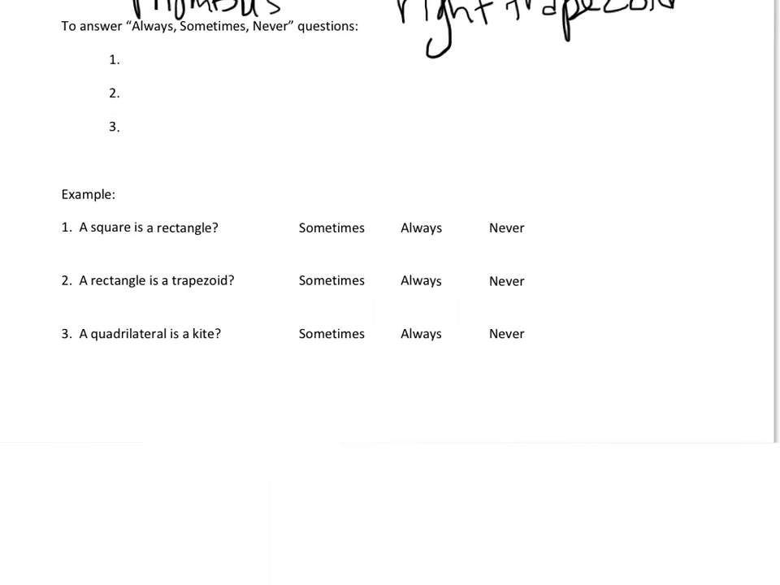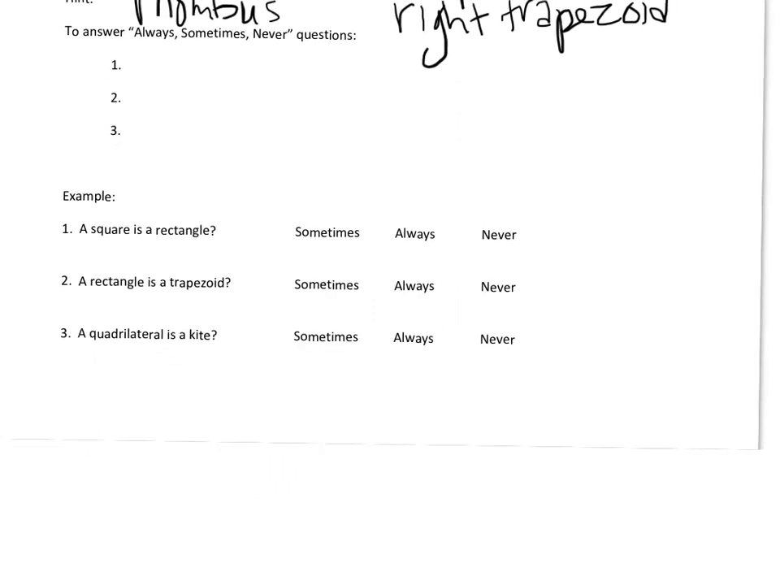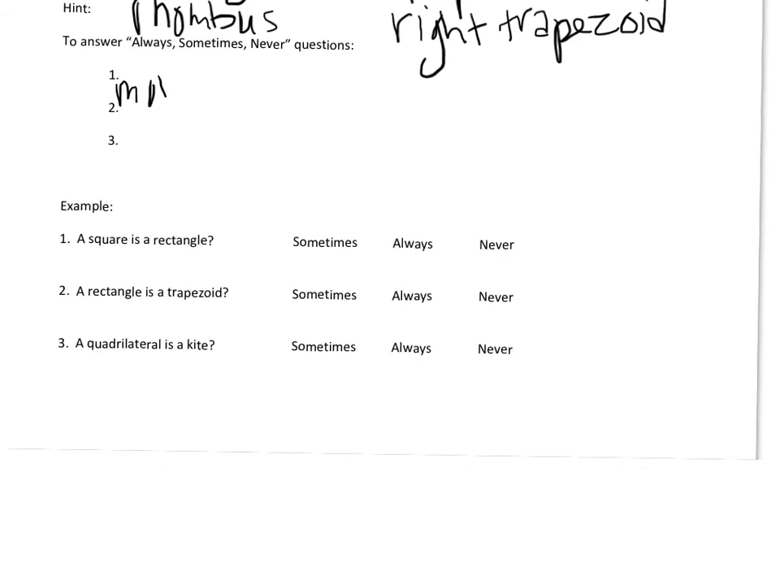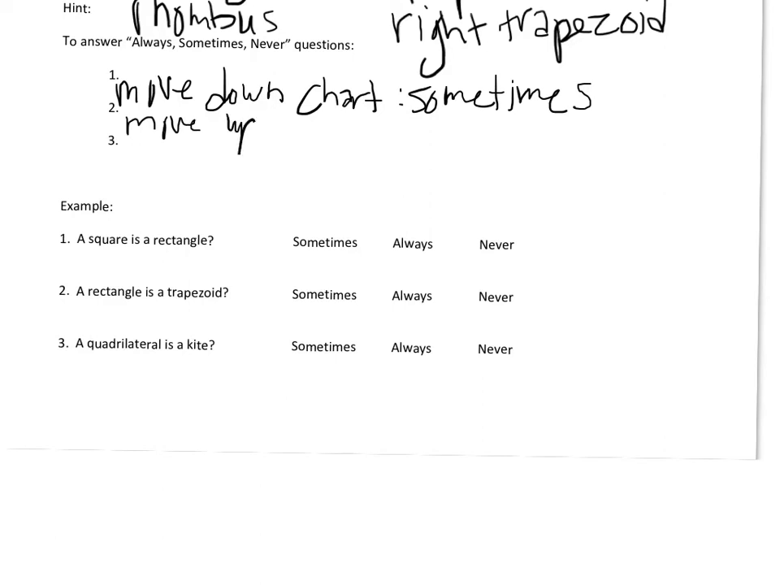Now we're going to have some questions where you need to answer always, sometimes, or never. And so I'm going to give you some tips for how to answer those questions. So this is when we're referring back to the quadrilateral hierarchy. When you move down the chart, then it must be sometimes. And this will make a little more sense once we do some examples. If I move up the chart, it's always. And if you move across, it's never.